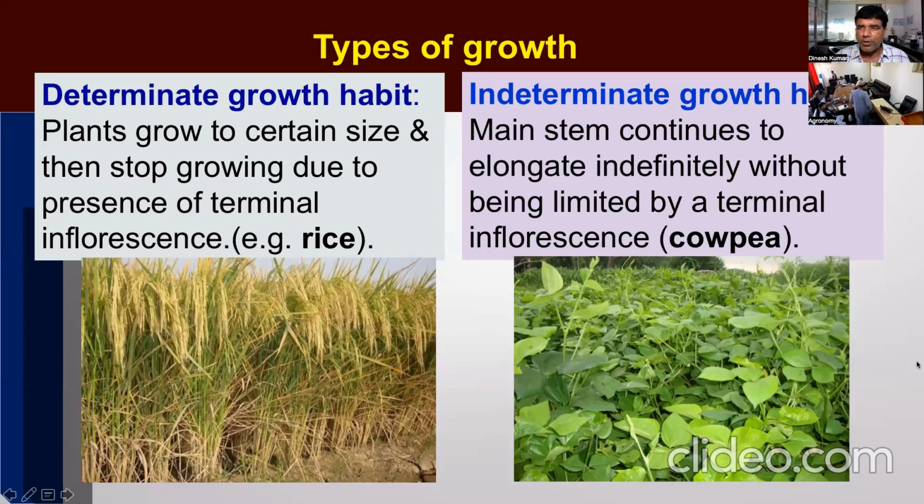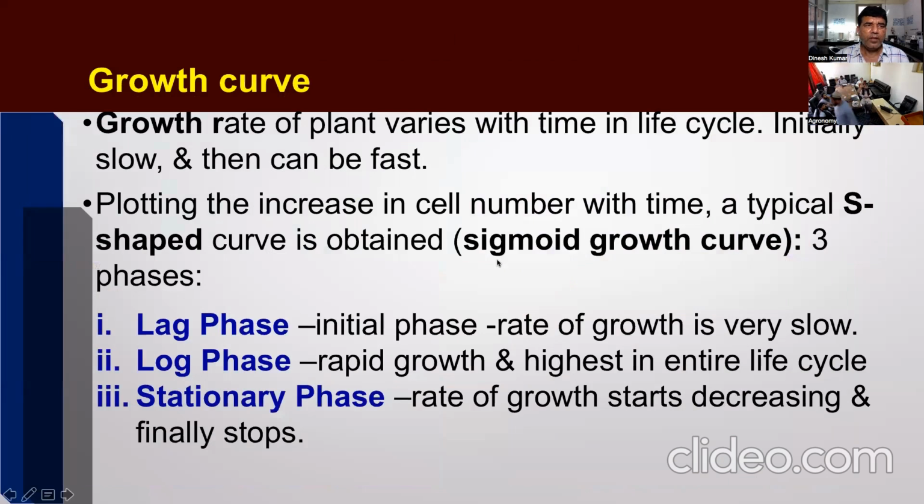I hope that you got the meaning of determinate and indeterminate growth habit of the plants. So these are kind of growth habits in plant. Now, there is one more thing which is called as growth curve. Curve, you know, curve is a line which is made by freehand. So growth rate of plant varies with time in life cycle.